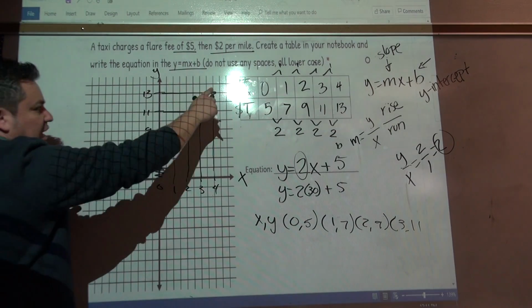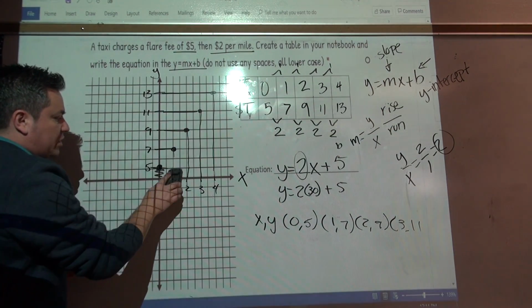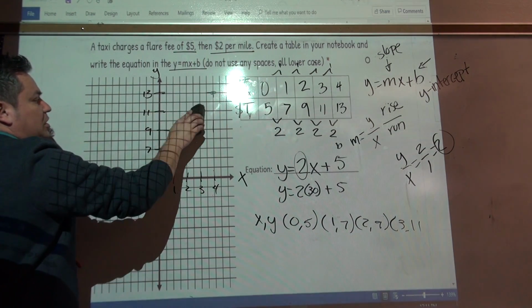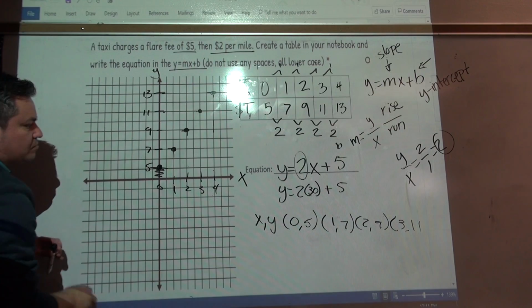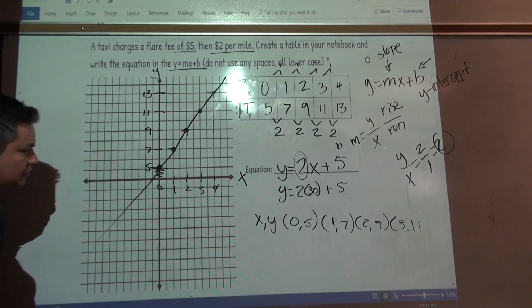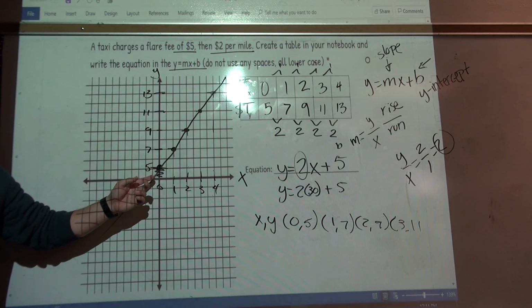So now you got your dots. Now you don't need these lines. These lines are used to make you see where they go. You don't need these lines right here, because these are the coordinate pairs, the coordinates that we found. Now all you have to do is trace the line. And look, it crosses at 5, right?